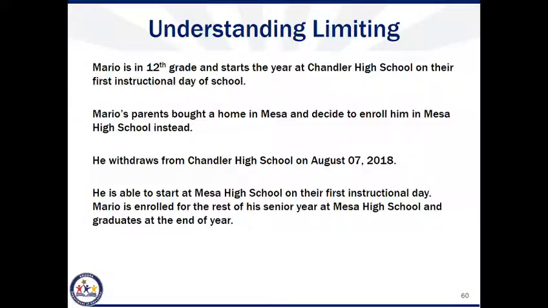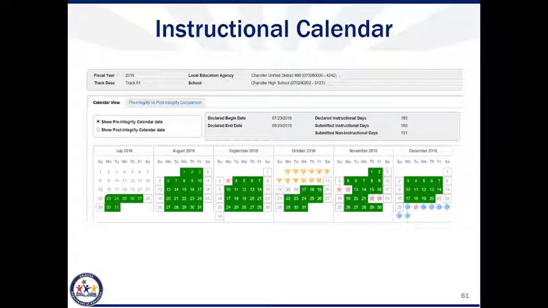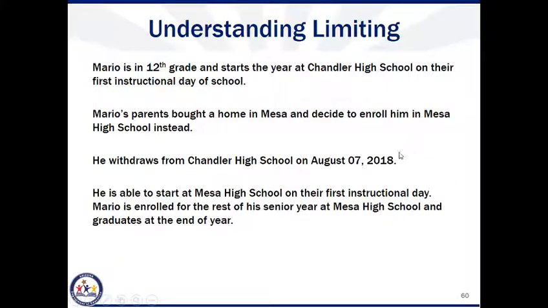So let's take a look at Chandler's calendar. I had said that he started at the beginning of their calendar year, so their declared begin date was 7/23. So here we have 7/23, and he withdrew. He withdraws from Chandler High School August 7th. So let's take a look at Chandler's August 7th.